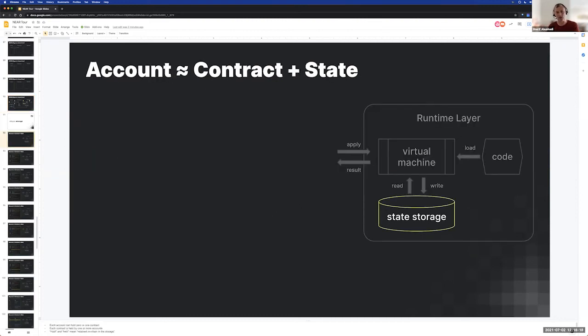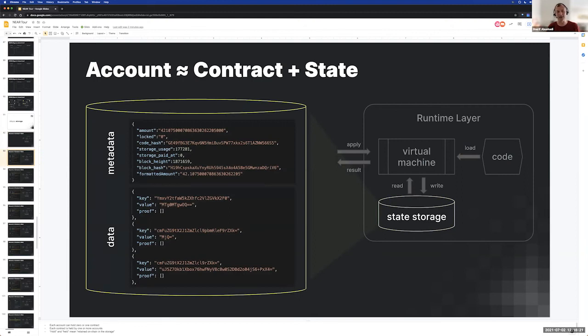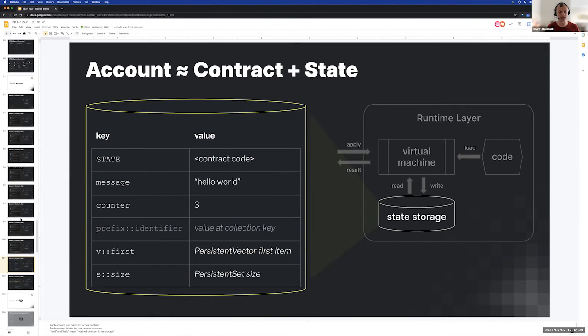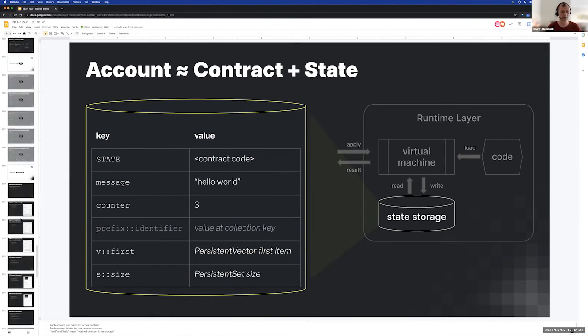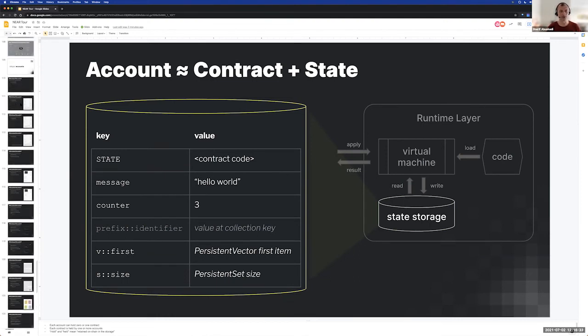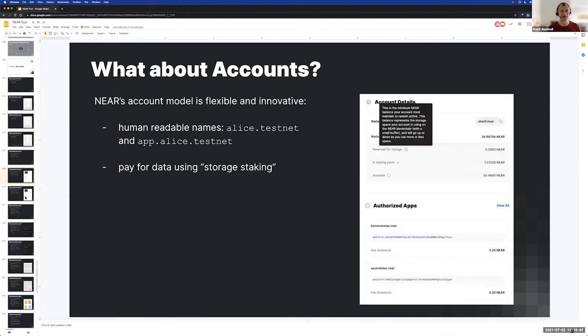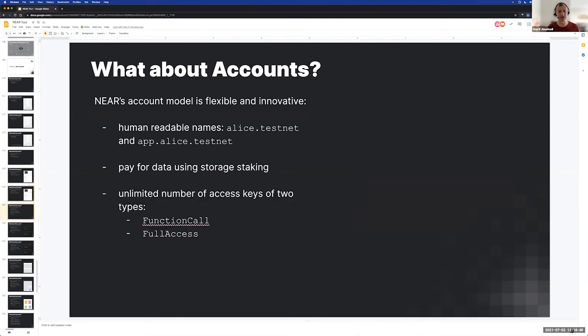What the state storage looks like is this key value pair, a little bit of metadata, a little bit of data. And you actually get this key value pair thing going on inside of the blockchain storage. This is what your data looks like when it's being stored. We also have accounts that are user-friendly, human-readable names, really easy to understand and reason about, and sub-accounts and some other nice bits there.